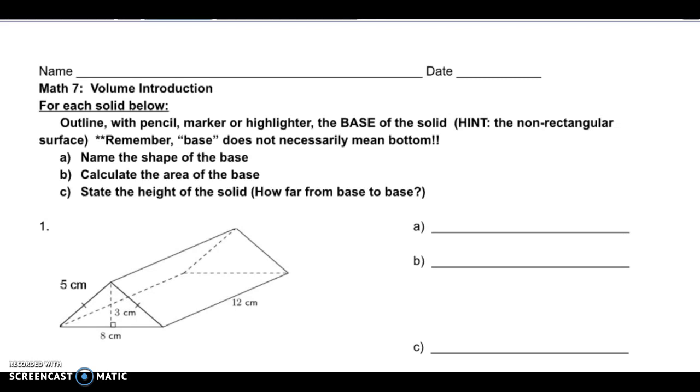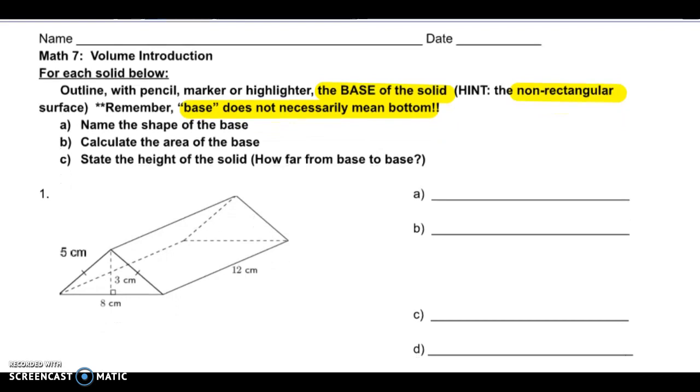So it says to outline with a pencil, marker, or highlighter the base of the solid. All of these shapes are prisms of some sort, and so by definition, a prism has rectangular faces, but the base does not necessarily mean the bottom of the shape, it means the non-rectangular shape. And then with each one that you highlight, there's a couple instructions. So I'm just going to first talk you through this first one by what that means.